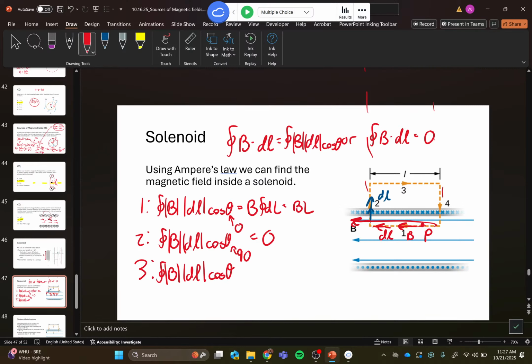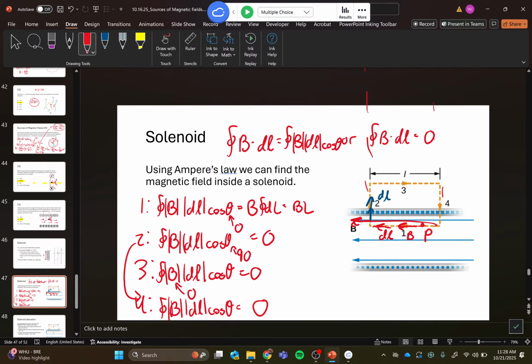What is the magnetic field infinitely far away from the solenoid? 0. This sounds stupid, but if it works, it works. I've not broken any rules. If I make side 3 infinitely far away, what is the magnetic field infinitely far away? It's not a stretch to say it's 0 if you're infinitely far away from this thing. For the same reason as side 2, this side is going to be 0.